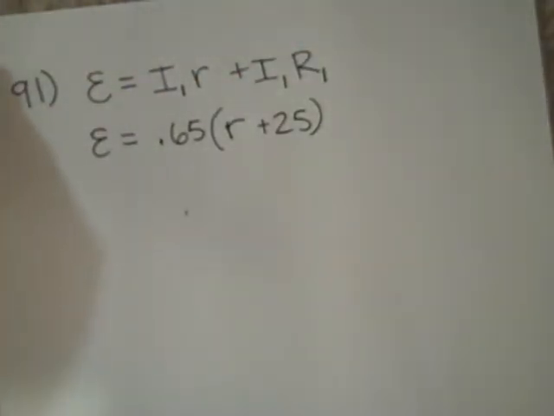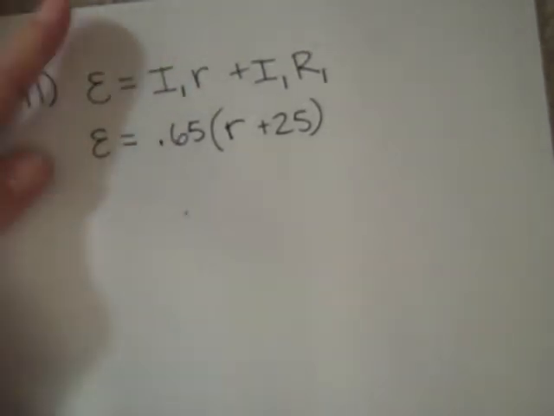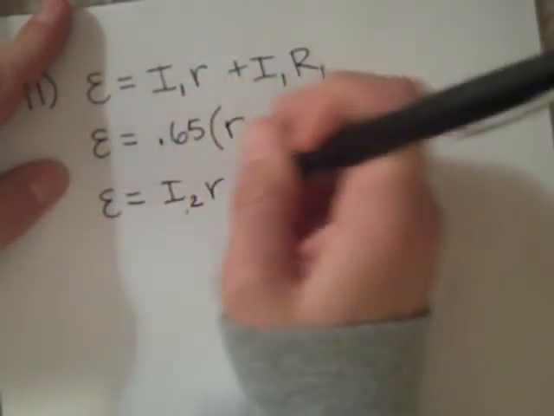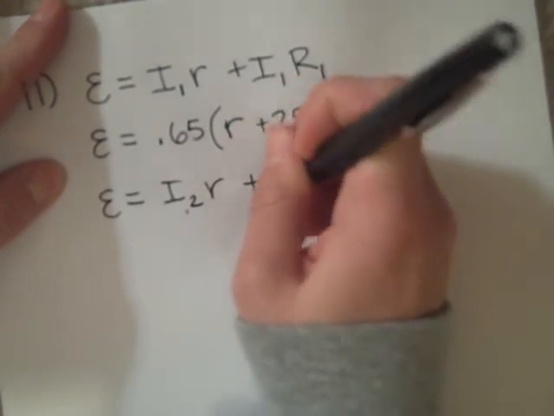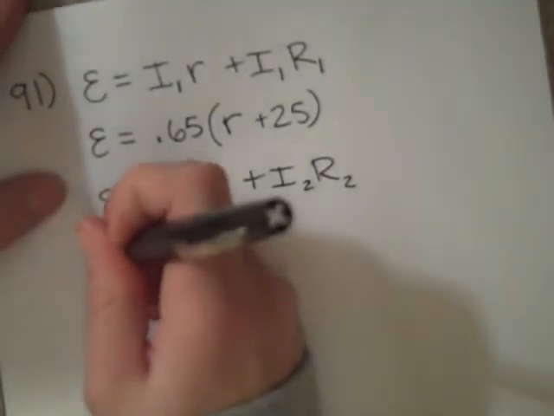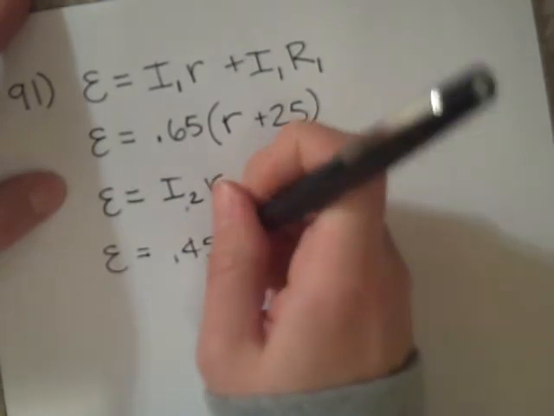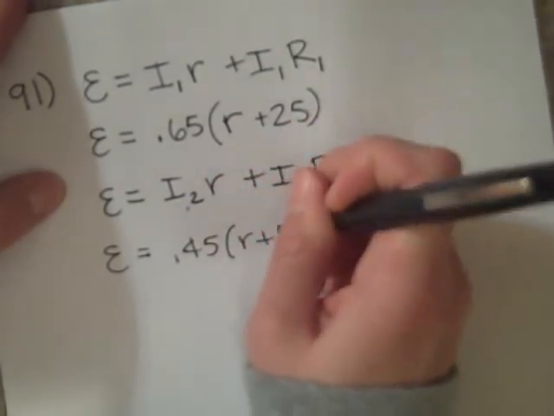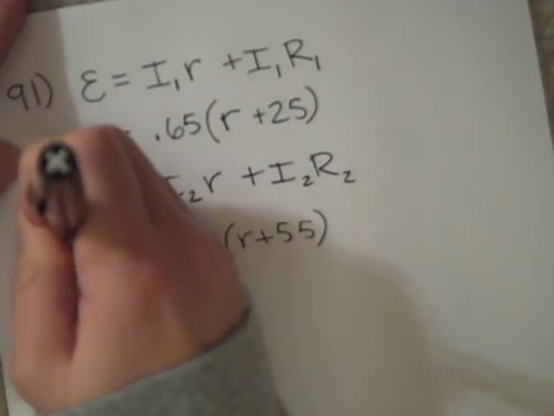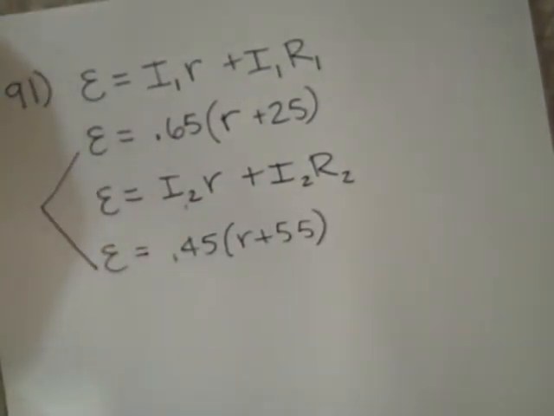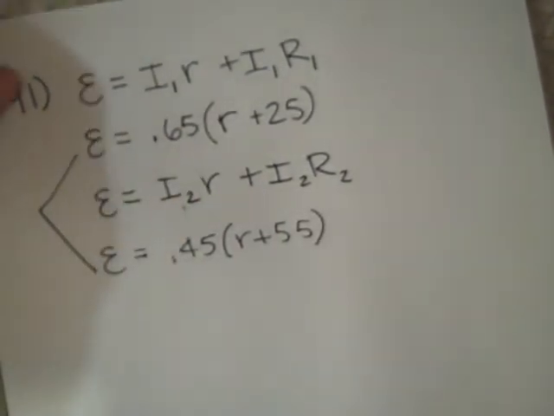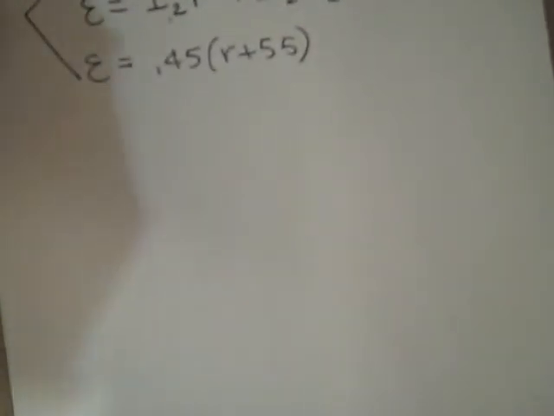And now I can write a similar equation for my other situation, and that's going to say that the EMF in that situation equals current 2 times the internal resistance plus current 2 times the resistor in that situation. And so substituting numbers in, I will get 0.45, which is the second current, times little r plus 55. And what I'm going to do then is solve those two equations, or I'm just going to set them equal to each other, since they're both solved for the EMF.